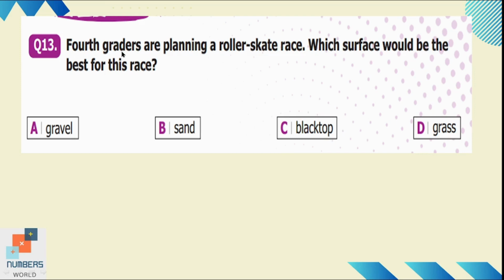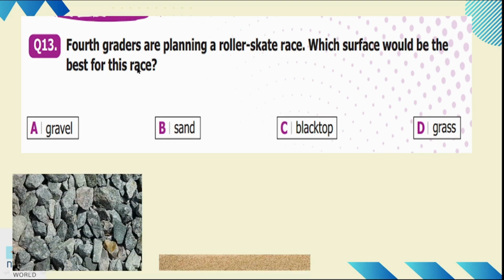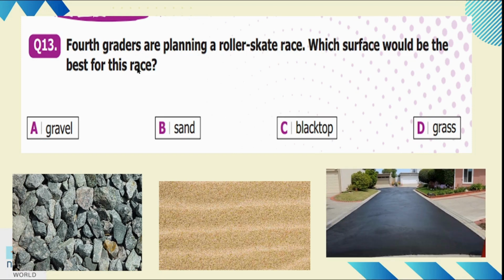Question number 13. Fourth graders are planning a roller skate race. Which surface would be the best for this race? Option A gravel, B sand, C blacktop, D grass. So option C is the suitable option. Blacktop is the best surface for the race.